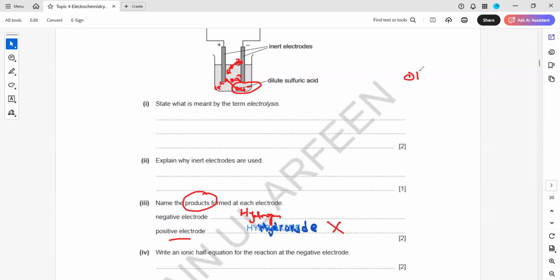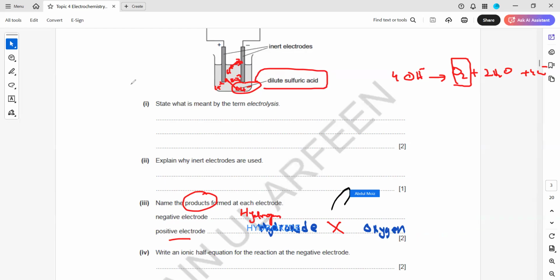Just remember, when the hydroxide ion moves there, what does it give? It gives oxygen, it gives water, and it gives 4 electrons. So what is the major product we have to write? We have to write oxygen here. Only oxygen is accepted. No need to write water, because the solution is already aqueous, dilute sulfuric acid, so water is already there. The additional thing which is formed is oxygen.